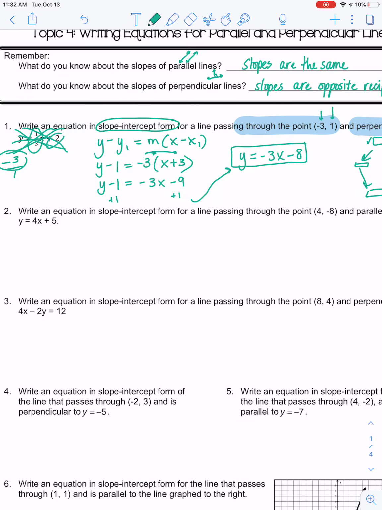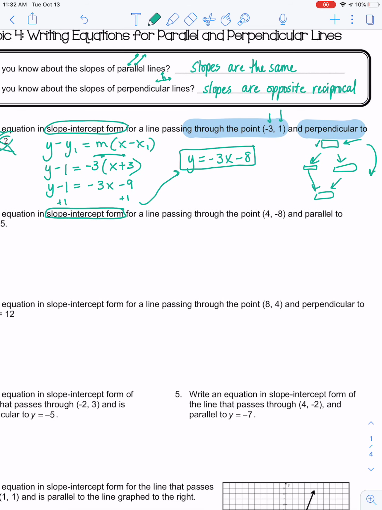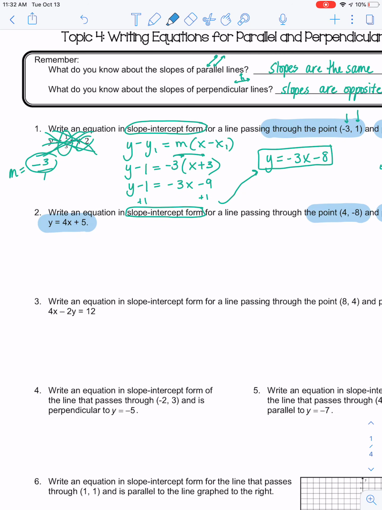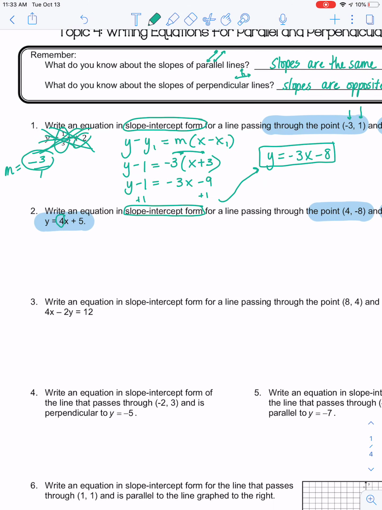All right, so number 2. Write an equation in slope-intercept form. That's encouraging. We don't have to go to standard form. For a line passing through the point 4, -8, there we are again, a point, and parallel to y equals 4x plus 5. Okay, so again, thinking about that flow chart, I have to start with the slope every single time. Okay, I see a slope here that is a 4, but is that the slope I want? Well, again, they say that we want a line that's parallel to that line. Well, then that means that we want to use that same slope. M is going to equal 4, okay?